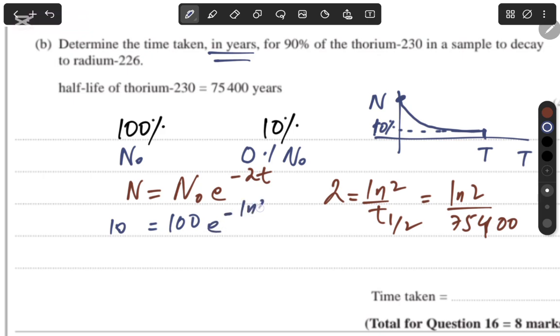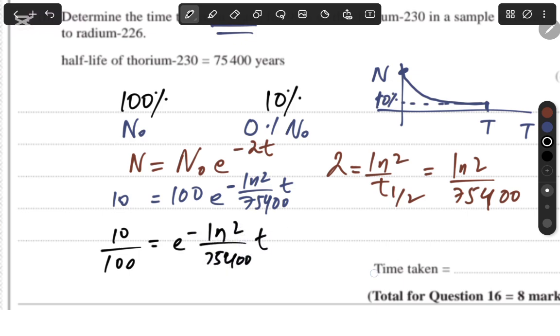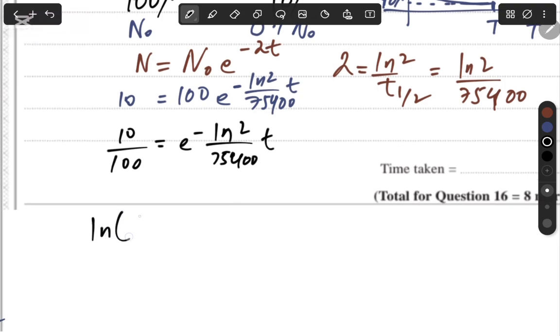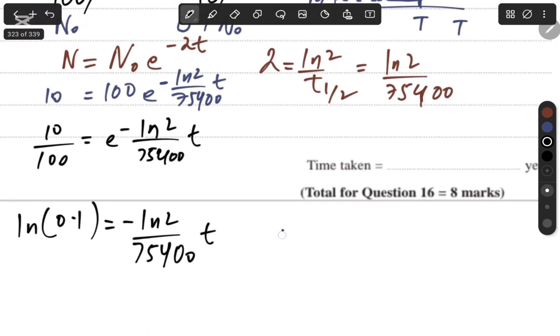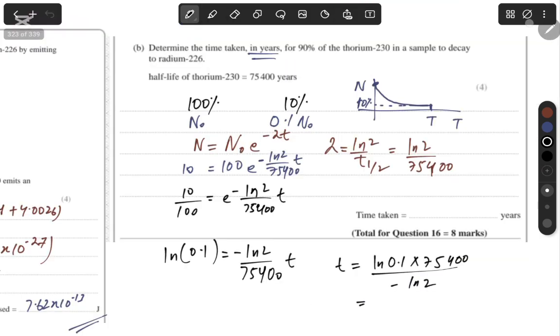And then you can put minus ln2 over 75,400 times T. Okay, so you can divide the other side. So 10 divided by 100 is equal to e to the minus ln2 over 75,400 T. Take ln on both sides. You're going to get ln 0.1 equals minus ln2 over 75,400 T, and then you can just make T the subject, so you're going to get ln 0.1 times 75,400 divided by minus ln2. So your final answer will be 2.5 times 10 to the power of 5 years.